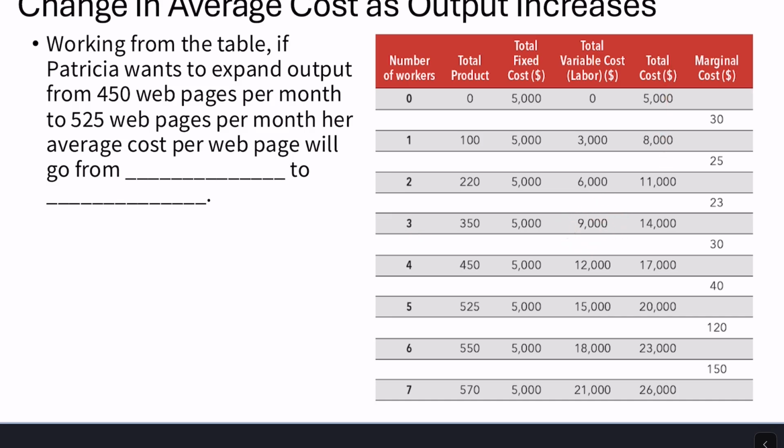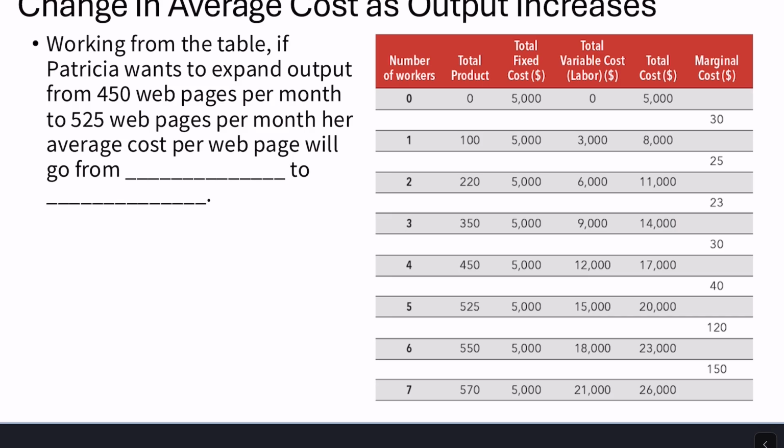Total cost is adding those fixed costs and those variable costs up, right? So 5,000 fixed plus 3,000 variable equals 8,000 total. And then we can calculate our marginal costs over here, moving from 0 workers to 1 worker, 1 worker to 2 workers, 2 workers to 3 workers, etc.